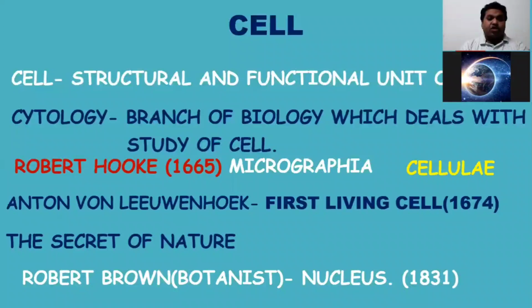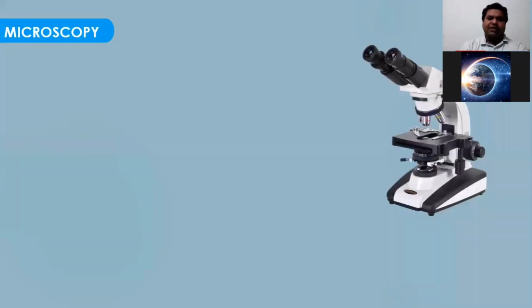So after Robert Hooke, there were many discoveries, but see the gap of the timing. Why were the discoveries so slow? The reason was there was no microscopy advancement. Microscopy deals with the study of microscope arrangement. Now, what is a microscope? An instrument which helps us to see small, microscopic structures.